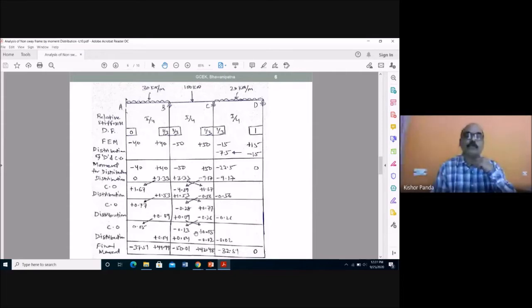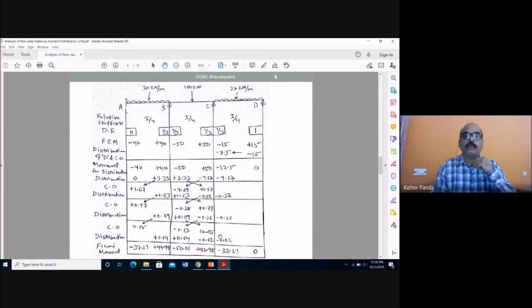And what is the net moment here at joint B? This side there is no moment, and this side minus 0.13. So the net moment is minus 0.13. This moment will be distributed to BA, BC, and BF. This into 1 by 3, and you have to put in opposite sign. This into 1 by 3, and you have to put in opposite sign.